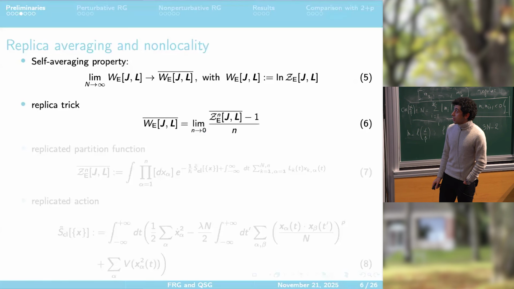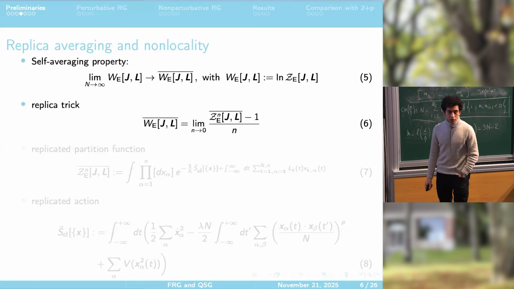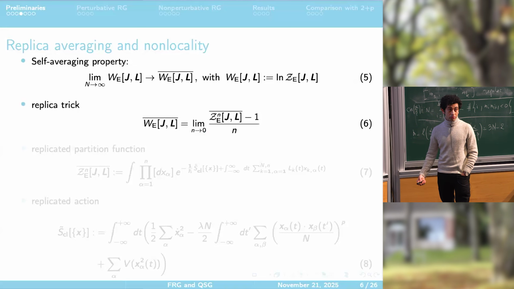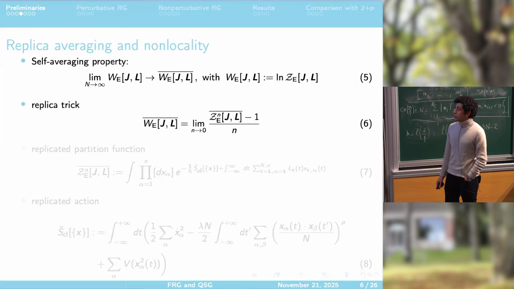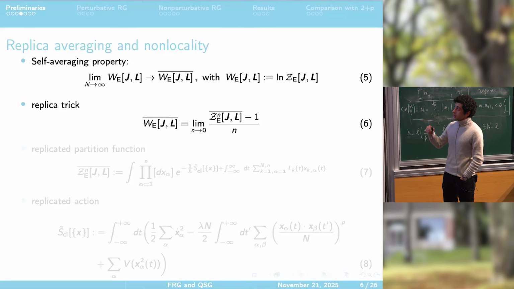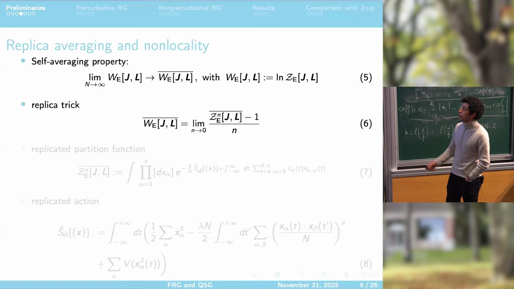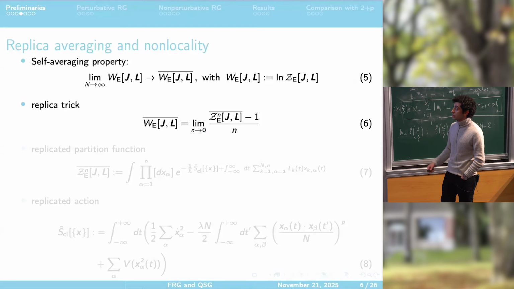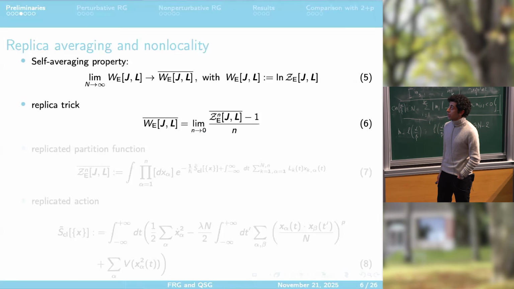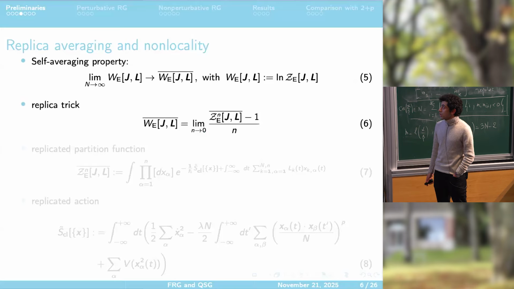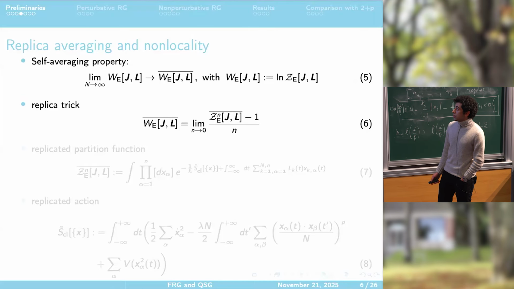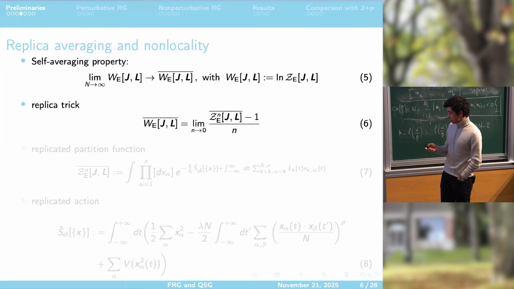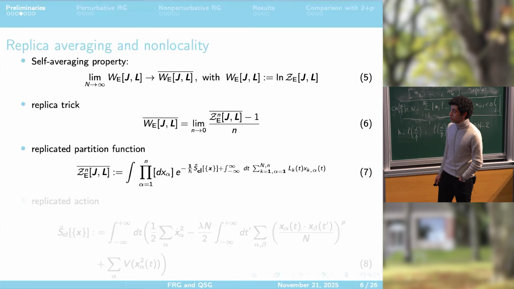But still, it is a bit difficult to evaluate the average over the logarithm of a function. And what we do instead is introduce this replica trick, where we write the logarithm of Z as the limit of n to 0 of Z to the power of n minus 1 over n. As a result, we have this object that we focus on in the next parts, which is Z to the power n averaged over J, which we call the replicated partition function.